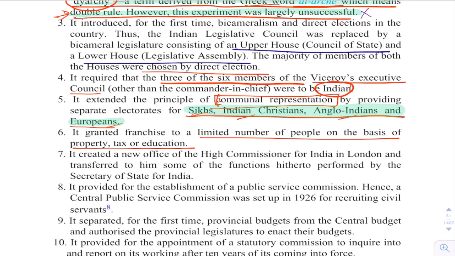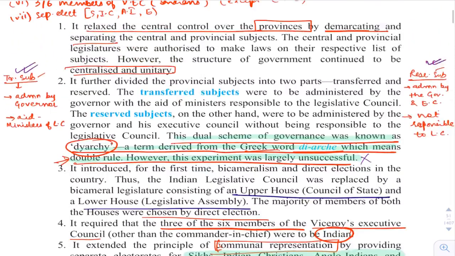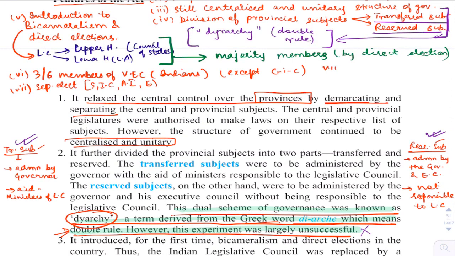But here there were certain conditions put on people, those who were allowed to vote. And what was the condition? Property के basis पे division था, tax and education के basis पे. So the next pointer could be, short में लिखें तो, limited franchise on basis of property, tax and education.